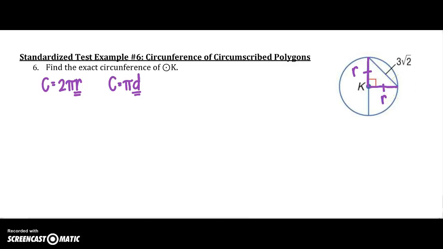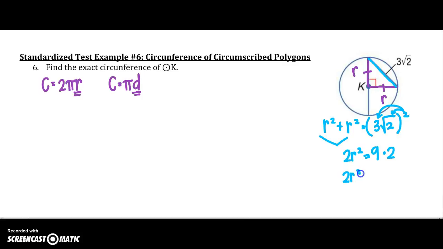So if I look at just this triangle right here, I know that I can find a radius by saying r squared plus r squared equals 3 radical 2 squared. So I have 2r squared equals 9 times radical 2 squared would give me 2. So 2r squared equals 18. Divide both sides by 2. R squared equals 9. So my radius is going to equal 3.